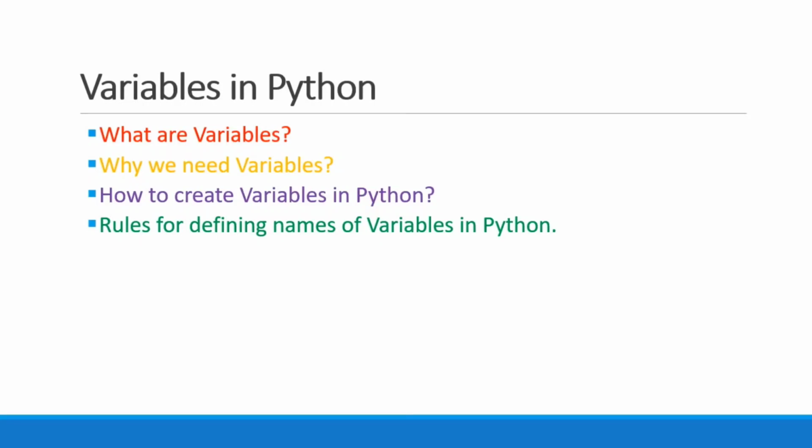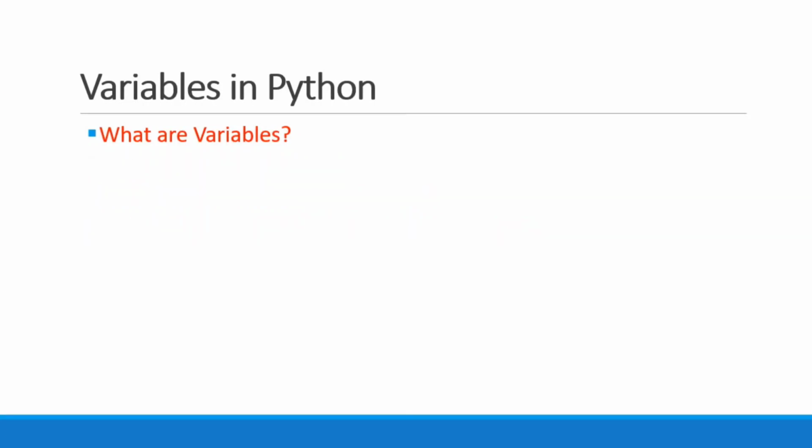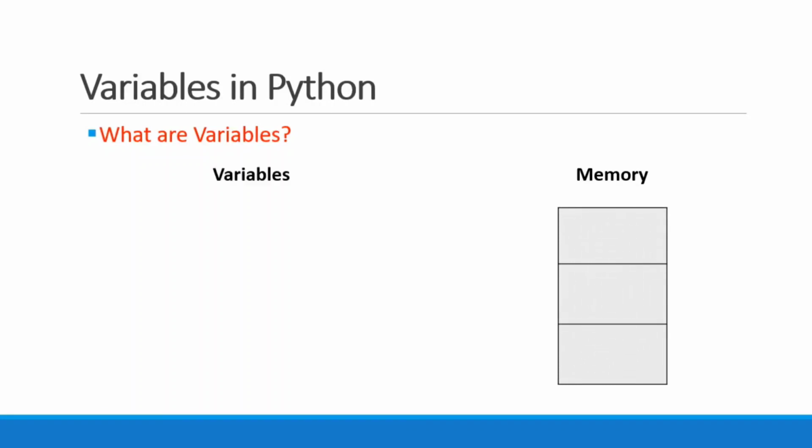So let's start with what are variables. Variables are basically the names that we give to some memory locations. For example, consider this as a memory and now create a variable. This x is a variable. Now what it will do, it will refer to some memory location like this. Here it is referring to this first memory location. So this x is now a name of this memory location.